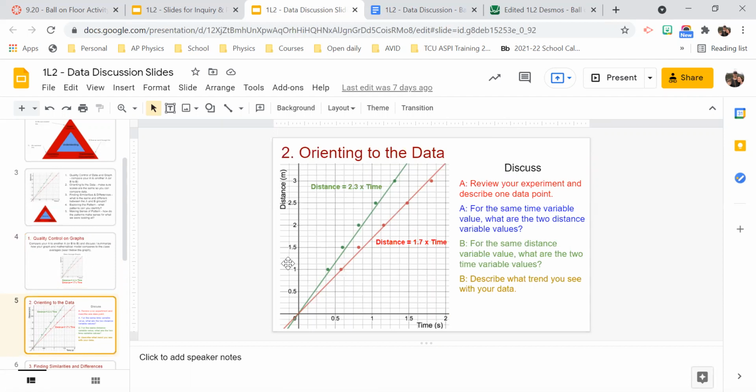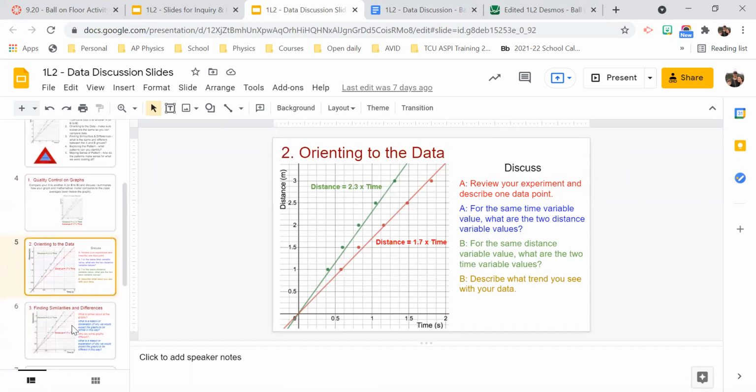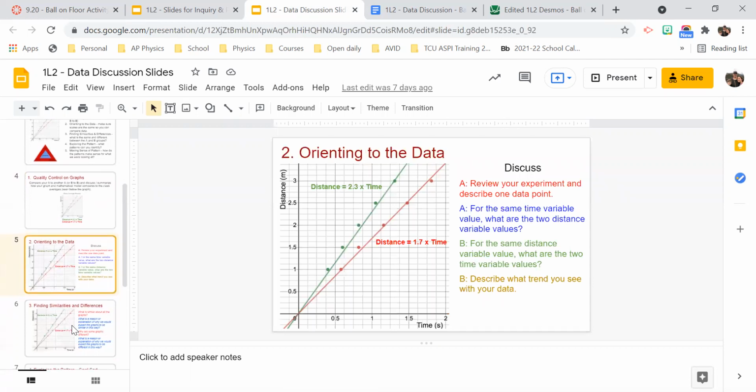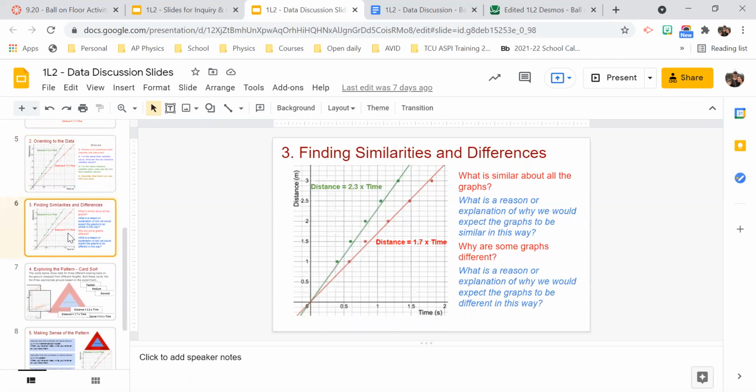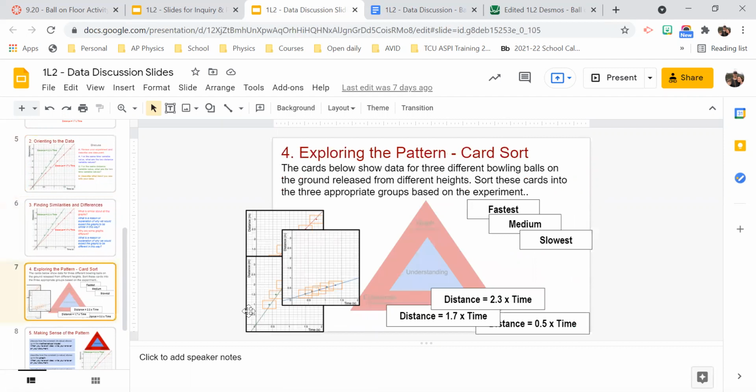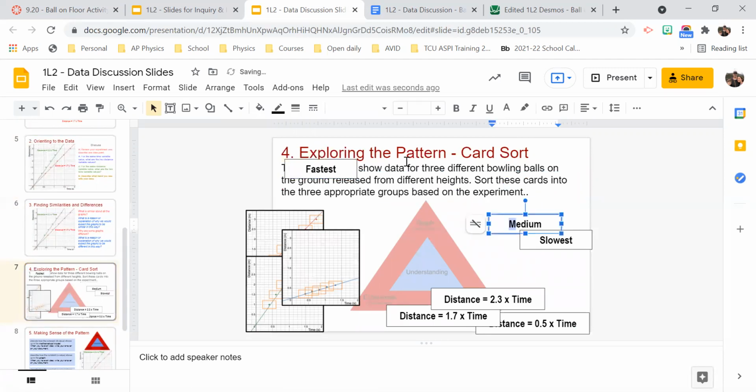Describe one data point for the same time variable, two distances, the same distance. What are the two time variables? Describe what trend you see in your data. I should have mentioned this before. This is so important. What is similar? What is different? Take a second to organize this little card sort. So the best way to do this is up to you. You can go fastest, medium, and then slowest.